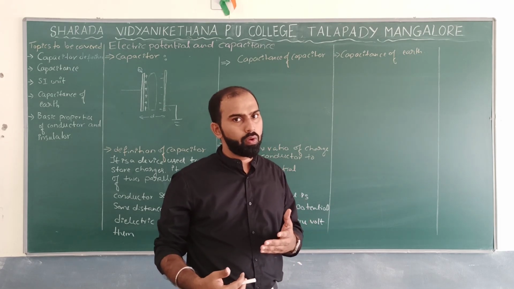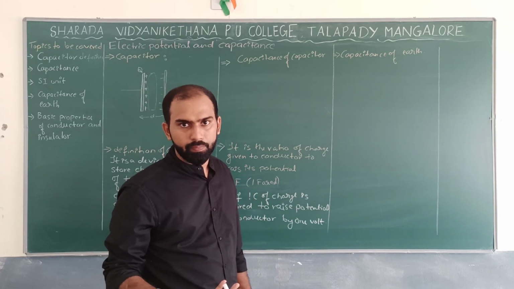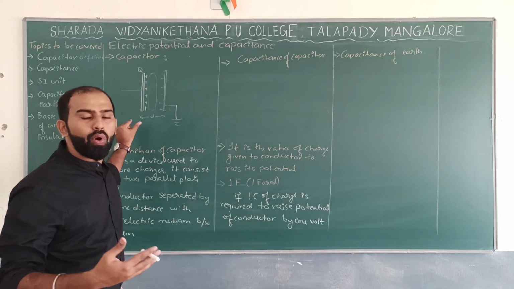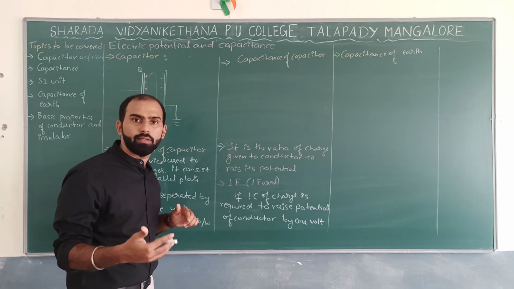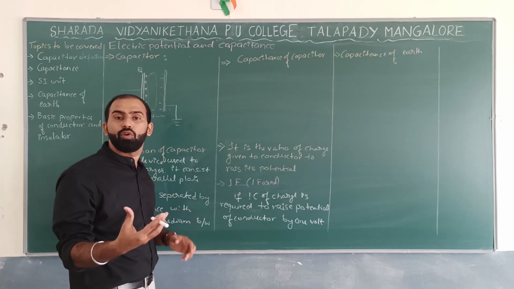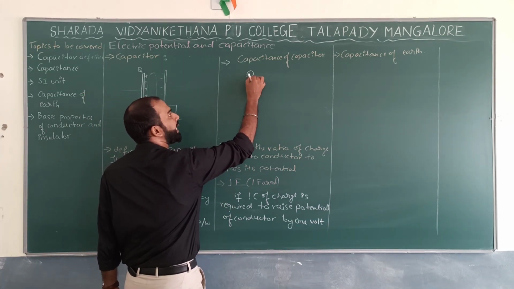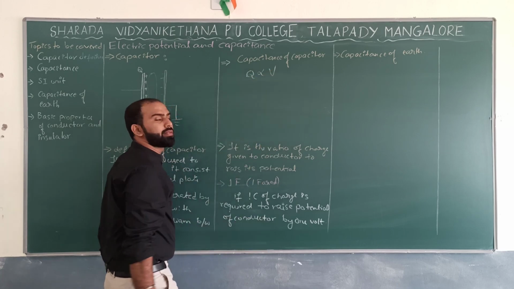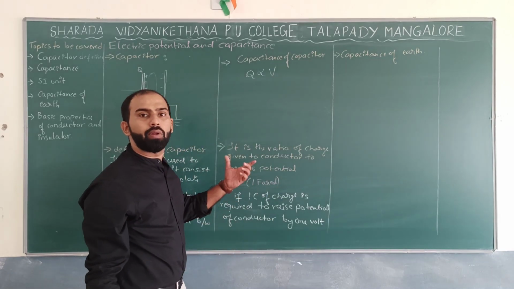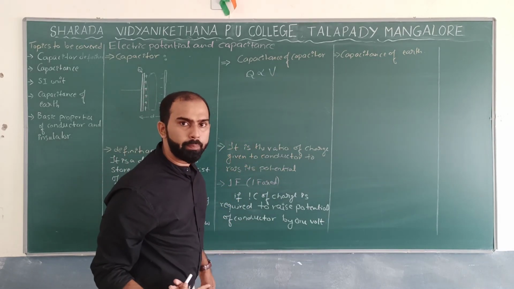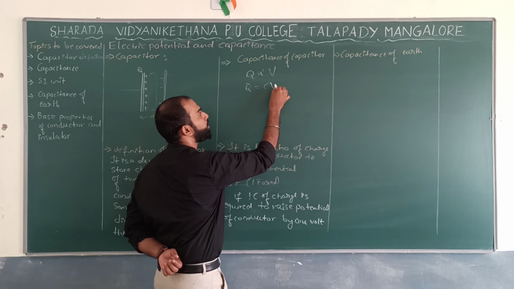Now, you might be thinking, how do we increase the potential of a conductor? Just by adding charges. If I keep on adding charges, its potential increases. So can I say, if charge increases, potential also increases? Now, if I want to write this in terms of an equation, we need one constant, so that Q is equal to C into V.